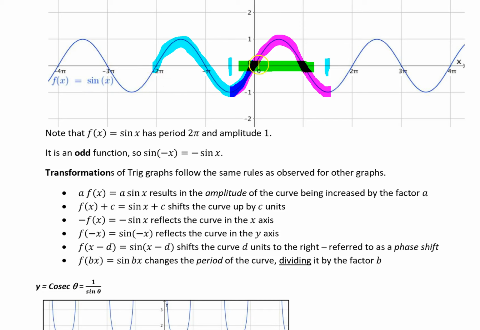So that first graph is the graph of y is equal to the sine of x, or f of x is sine of x. We can see it has a period 2 pi and it has amplitude 1. It is an odd function, and we can see that the sine of minus x is equal to minus the sine of x. That's the property for a function being odd, and that applies to the sine graph.